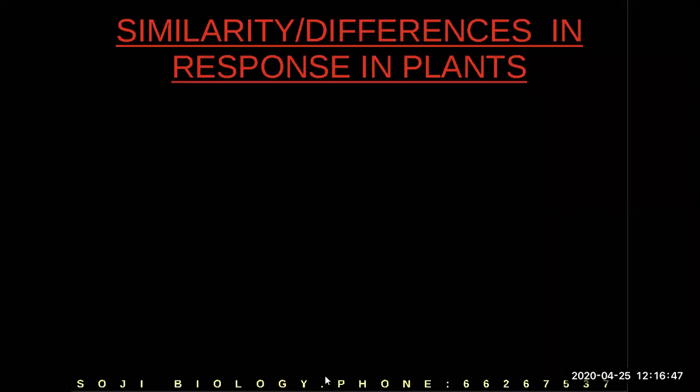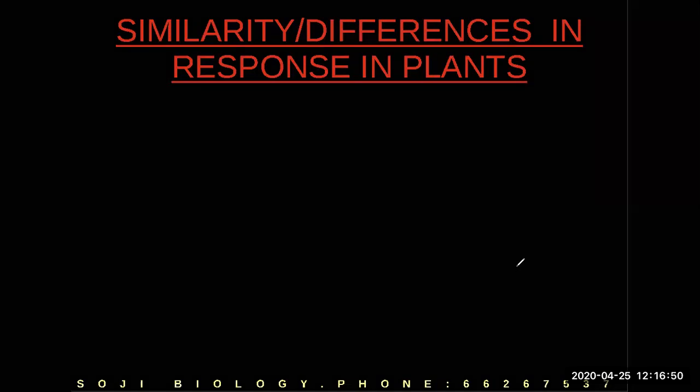Before we go further, let's look at similarities and differences in the response of plants and animals. We are comparing. If you look at plants and animals, what happens in animals? How do animals move? Animals move with the help of two systems. One is the nervous system. In the nervous system, you can see neurons. There are neurons in our body, and the brain is connected through the neurons to the muscles.